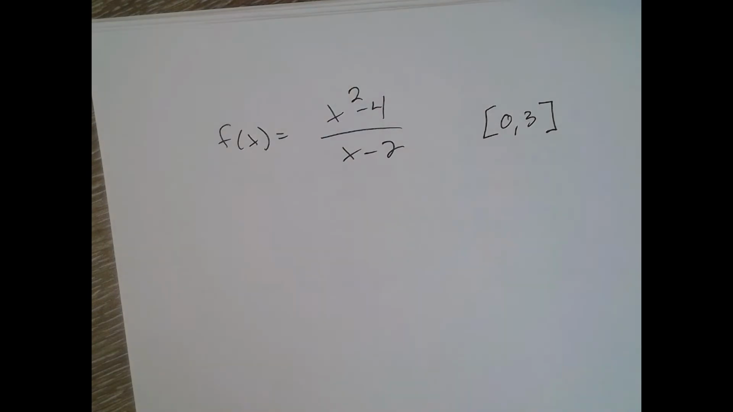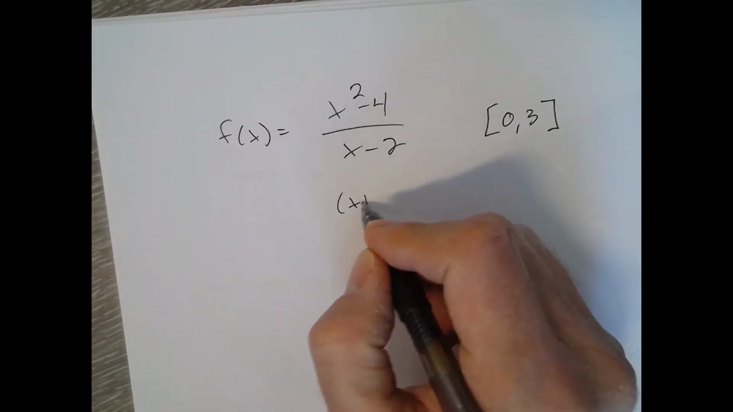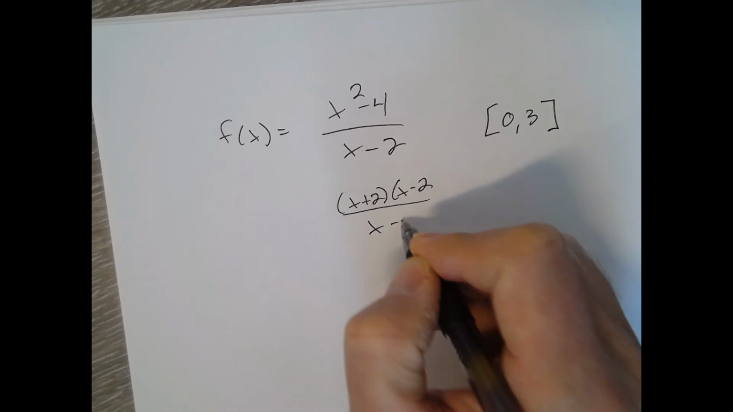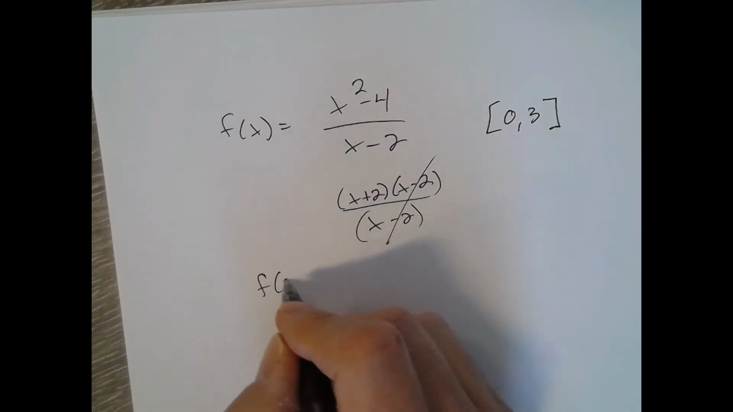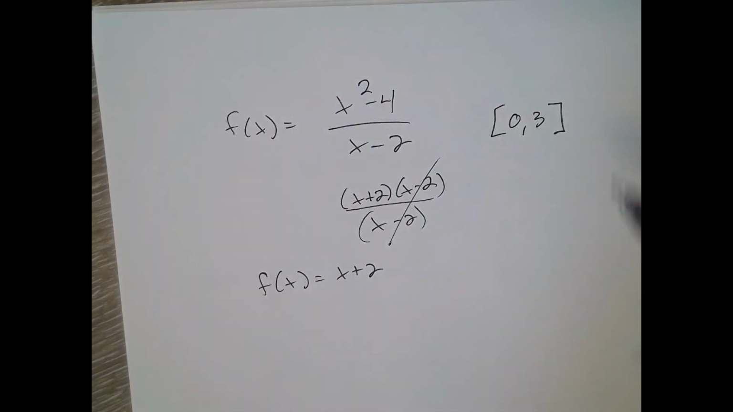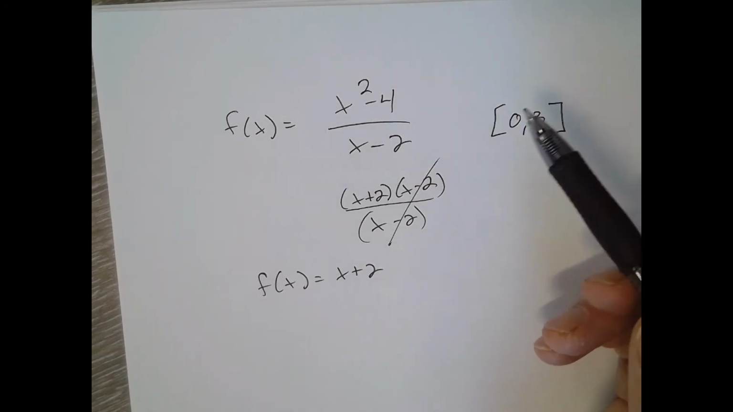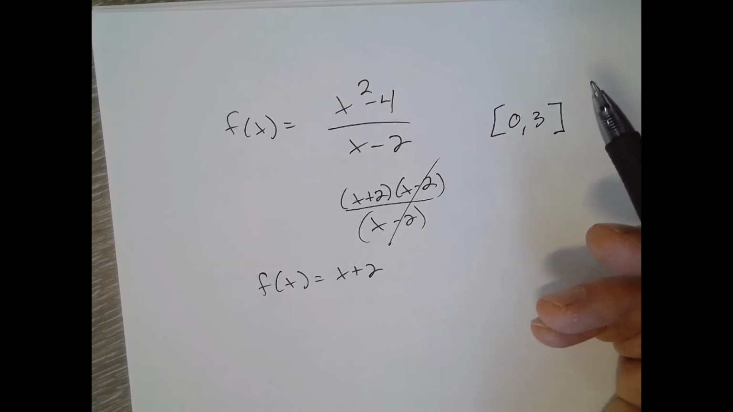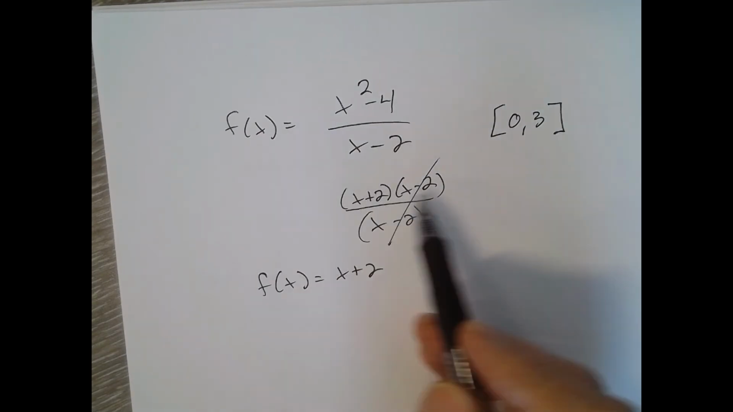Removable means that there's a factor on top and bottom we can divide off, which is the case here. I've got an x plus 2, x minus 2 on top, so the x minus 2's do divide off. So it's essentially the line y equals x plus 2. The only difference is this function here has an infinitesimally small hole where? At what x value? At 2. Very good. So this makes a hole at 2. So it's the line except for at 2.